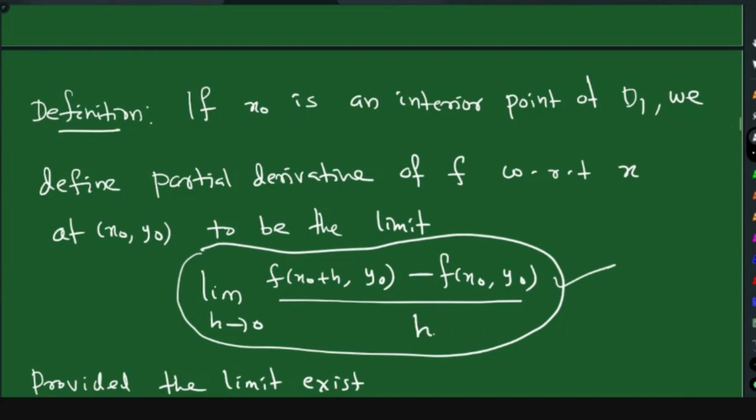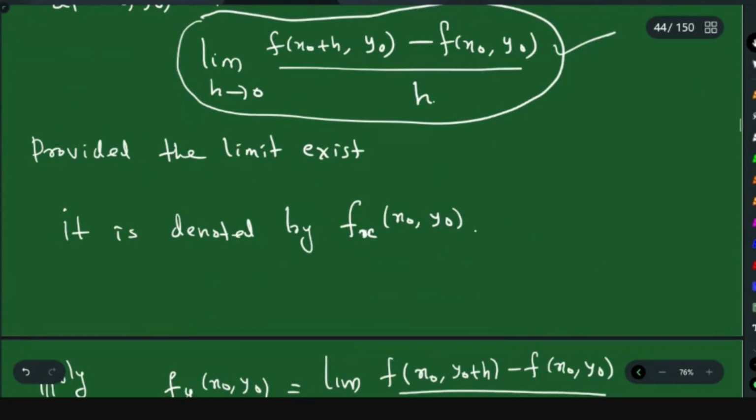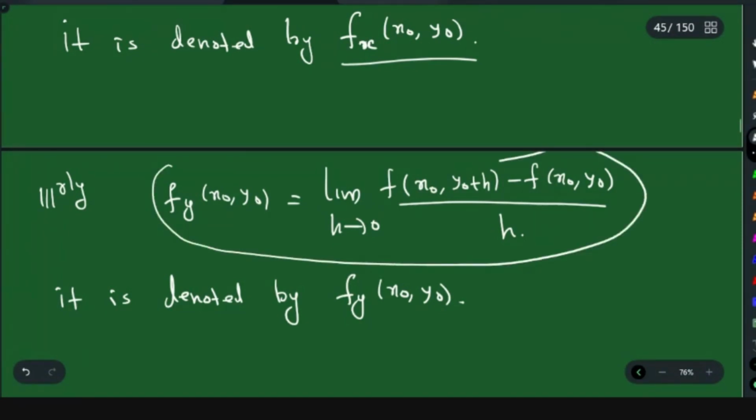This is the partial derivative at (x0, y0), and this is the way we denote it. We are making the increment only in the first variable: f of (x0 plus h, y0) minus f of (x0, y0) divided by h. In a similar way we can define the partial derivative with respect to y at (x0, y0), where you make the increment only in the second variable, y0 plus h. These quantities are denoted by fx at (x0, y0) and fy at (x0, y0).